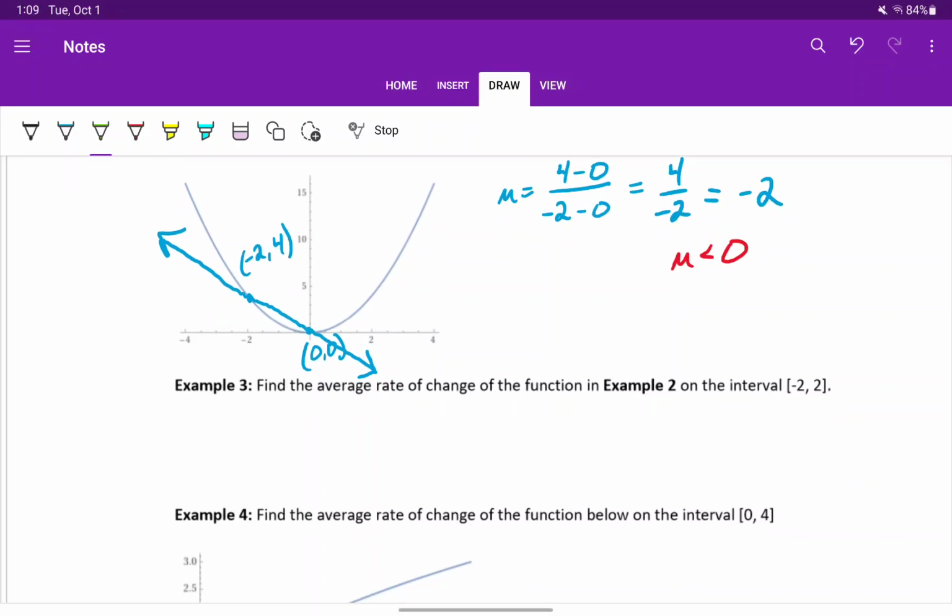For example 3, we want to look back at that same graph in example 2, but now find the average rate of change from x equals -2 to x equals 2, meaning we have a different pair of values for x1 and x2. We have the same starting point, (-2, 4), but now we'll introduce the endpoint of (2, 4), and draw a new secant line passing through these 2 points.